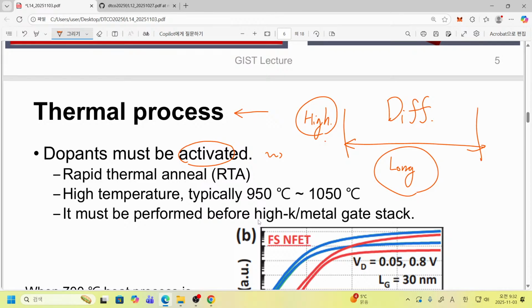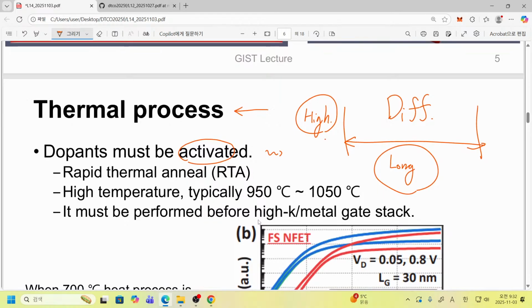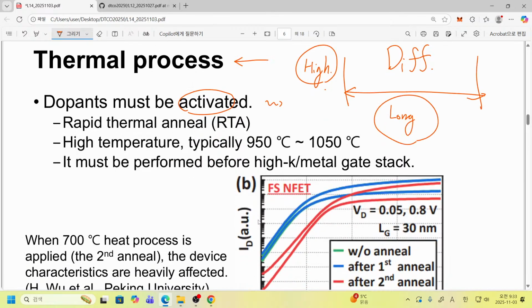So what we wanted to have is impurities placed only at the source and drain epitaxial region. However, if we apply too long a heat process, then they will just escape from the initially defined region and enter into the channel. So usually that is related with this one.